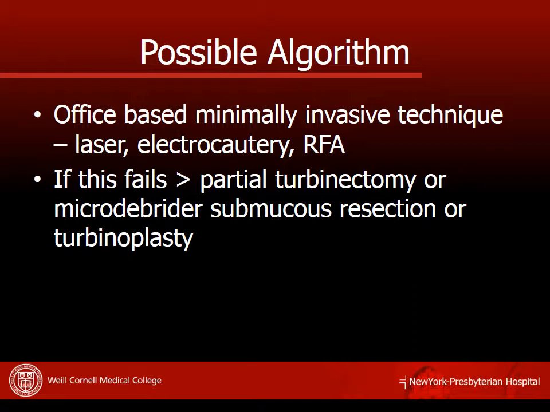We may come up with the following algorithm, where for a patient who has bilateral inferior turbinate hypertrophy that's largely mucosal and who does not require a septoplasty, one may start with an office-based, minimally invasive technique such as laser, electrocautery, or radiofrequency ablation. And if that succeeds, great. But if it fails, that patient may then require partial turbinectomy or microdebrider submucosal resection or turbinoplasty performed in the operating room.